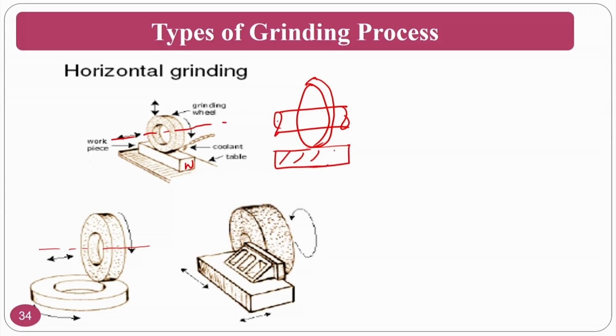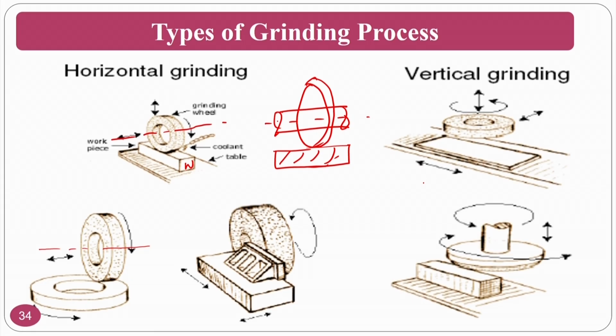If both are parallel, what will happen? This is called horizontal. Okay. So, vertical, it is similar. If my arbor is vertical to the workpiece, then it is called vertical grinding process.